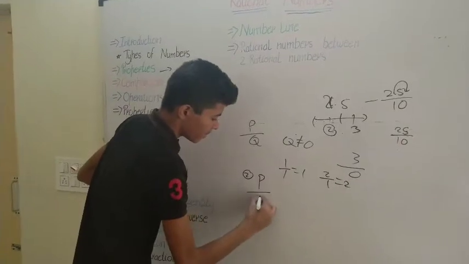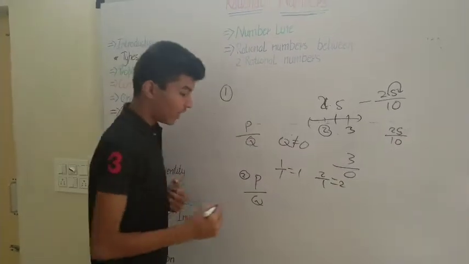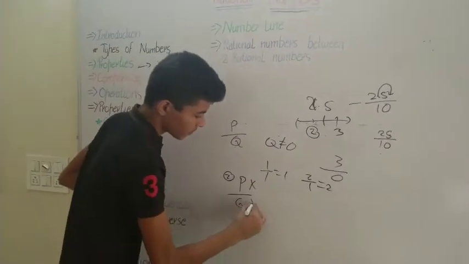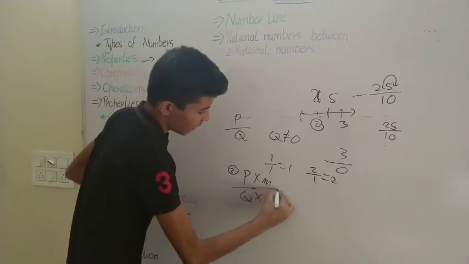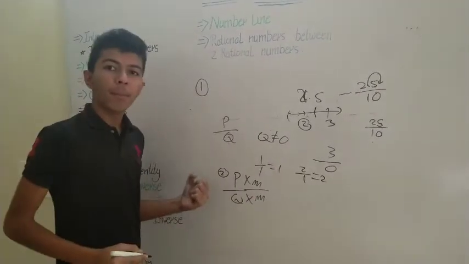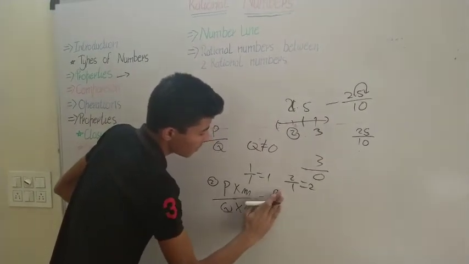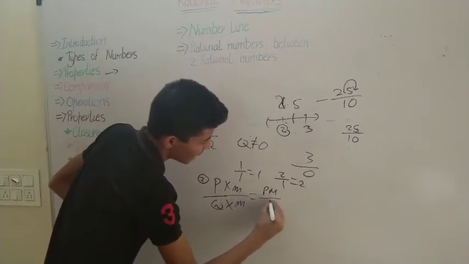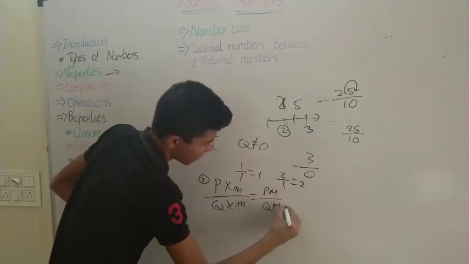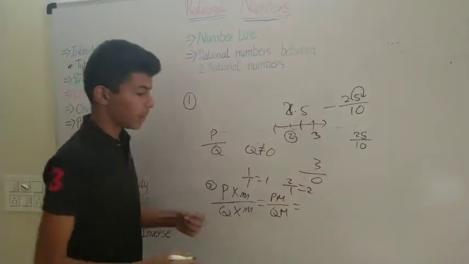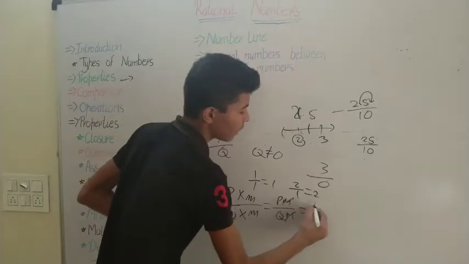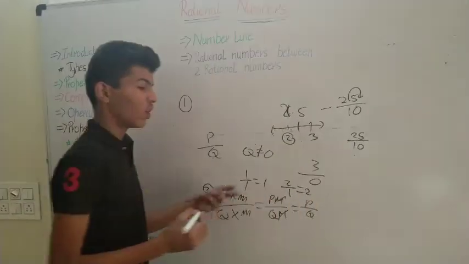So now let's move to the second property of rational numbers, that is, when a rational number is divided or multiplied by the same number, it would be equal to p by q. Sorry, pm and qm. We know that we can simplify and cut this m and m, so we get p by q. This is known as the equivalent fraction.